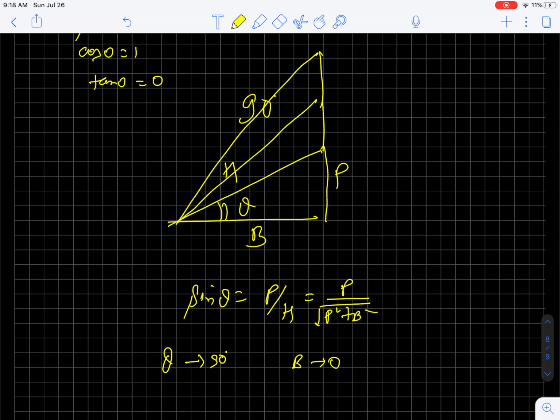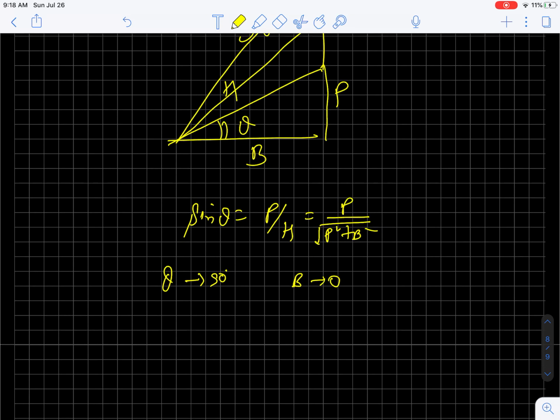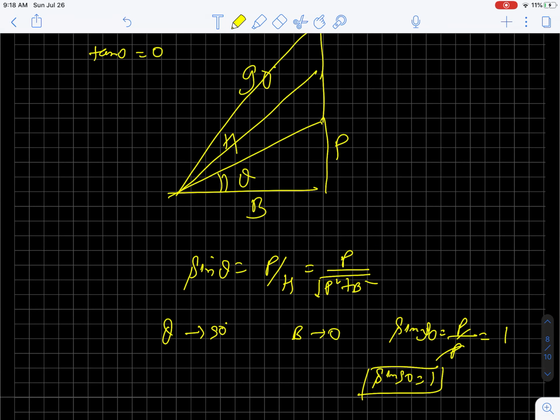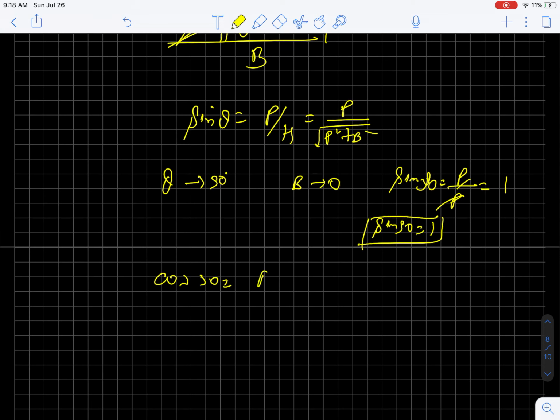As theta tends towards 90 degrees, p is increasing and b becomes shorter, b tending towards 0. Then sin theta is equal to p divided by p. So sin 90 is equal to p divided by p, and sin 90 is equal to 1. If they ask about cos 90, what will be the value? Cos 90 is base divided by hypotenuse, and at 90 degrees the base tends towards 0, so 0 divided by h gives 0.